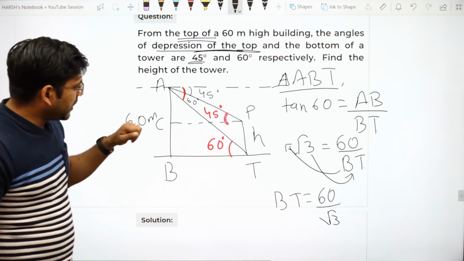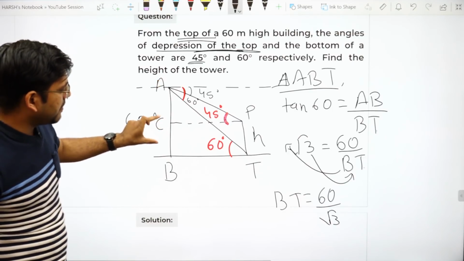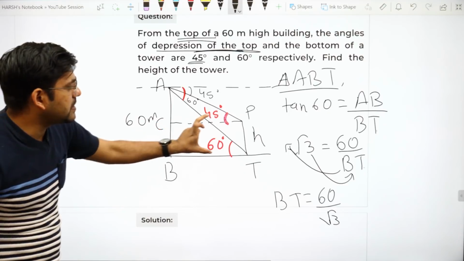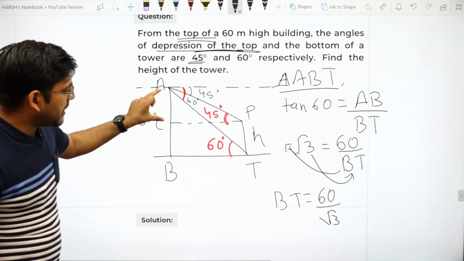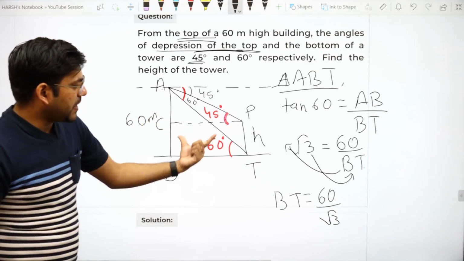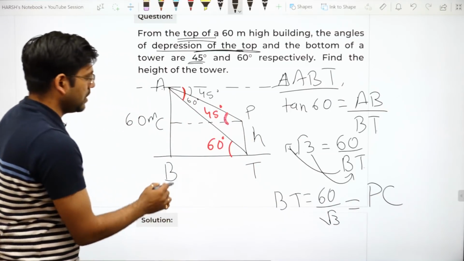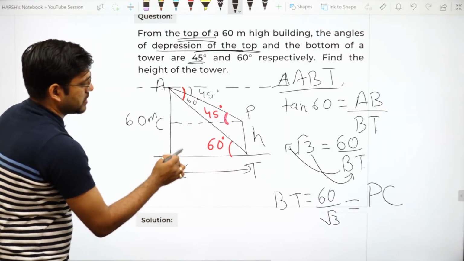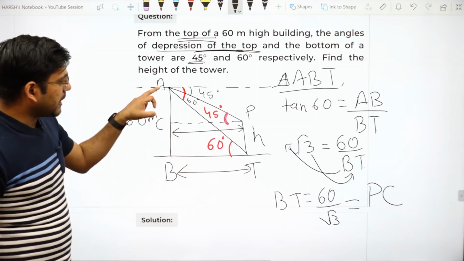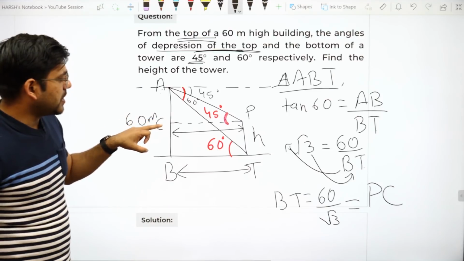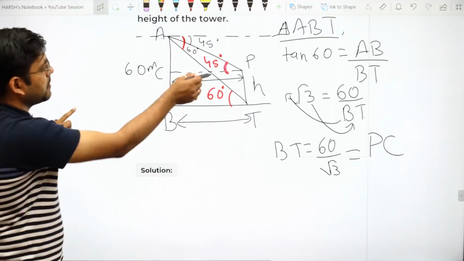what do we need? We need the value of AC, because AB minus AC will give us the value of BC, and that BC is equal to the height of the tower. So we need to find this AC, and for this AC we need this PC, and we have this PC equal to BT. See here, this value and this value are equal, so both the values are equal. So I am writing another T ratio in triangle ACP. So let's see this ACP. I am writing here.